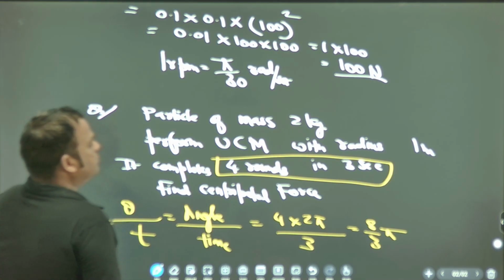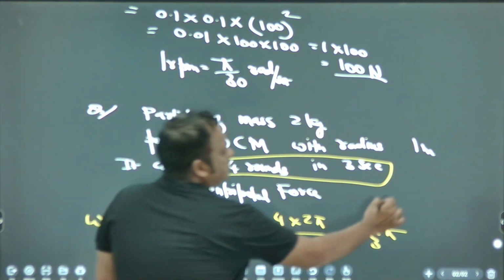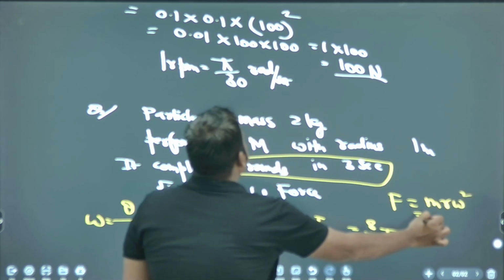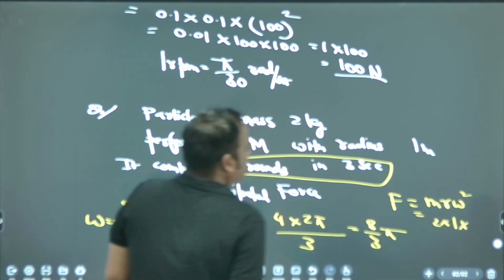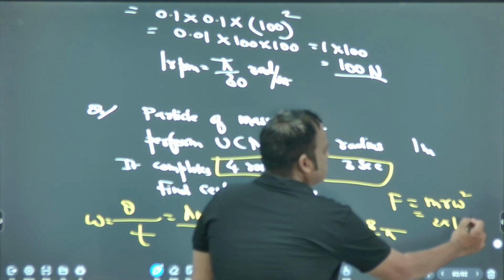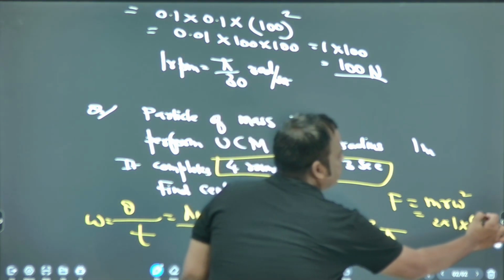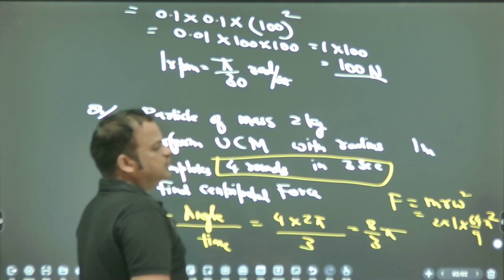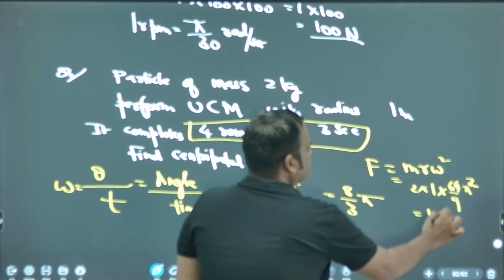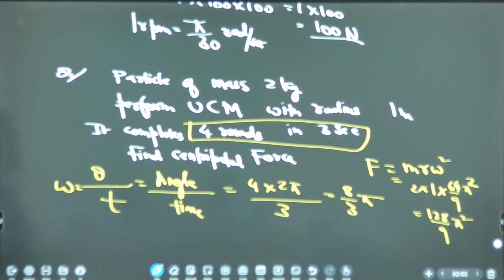Now what is the formula for force? What formula will you use? mr omega square. Mass is 2, radius is 1, omega square is 8 by 3 pi whole square. So 64 by 9 pi square, and multiplying by mass 2 gives 128 by 9 pi square.